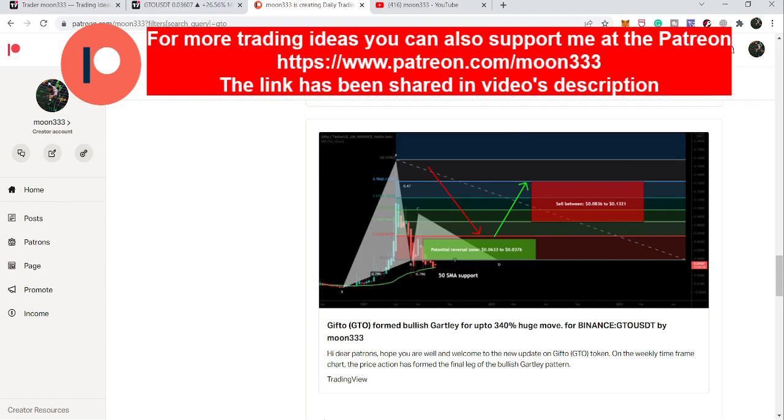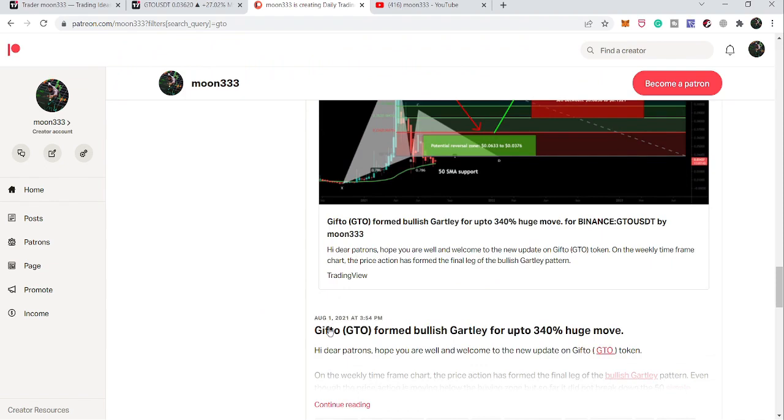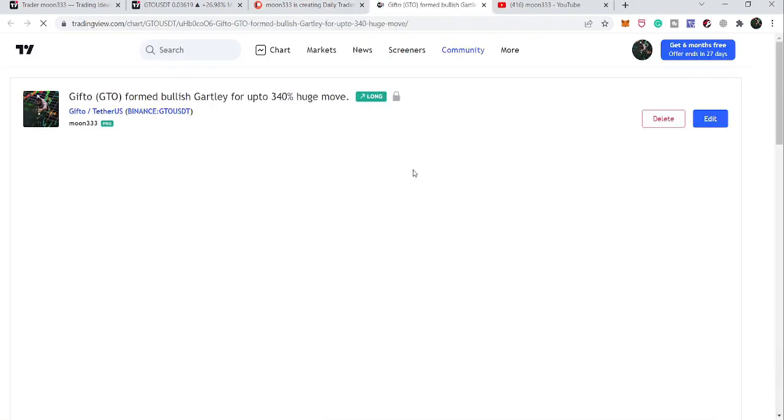So let's start the analysis. First of all, let me share my previous analysis with you that I shared for my members at the Patreon on 1st of August, when after the previous drop, the price line completed a very big harmonic bullish reversal guardrail move. And I shared this chart on 1st of August, you can see.